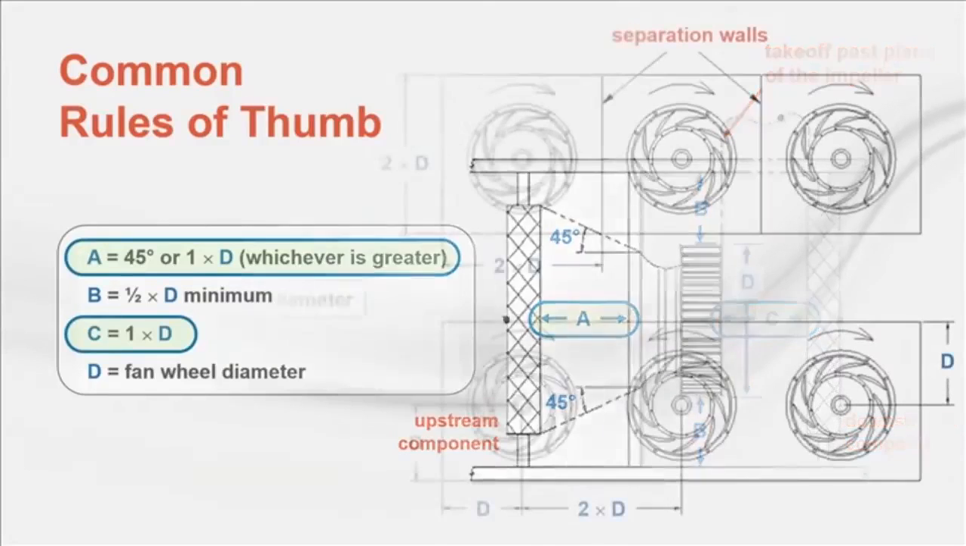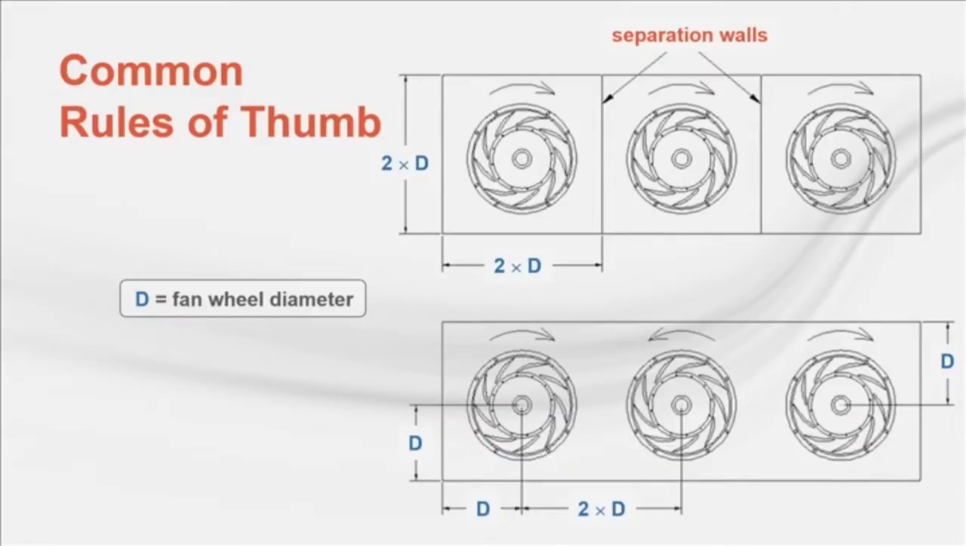For a fan array, a separation wall or counter-rotating impellers can be used. In either case, there are minimum separation distances between the impeller and wall or between impellers. These rules of thumb are generally followed by a custom air handler manufacturer to minimize any negative effects on the fan. However, they might be overly conservative or not be conservative enough.